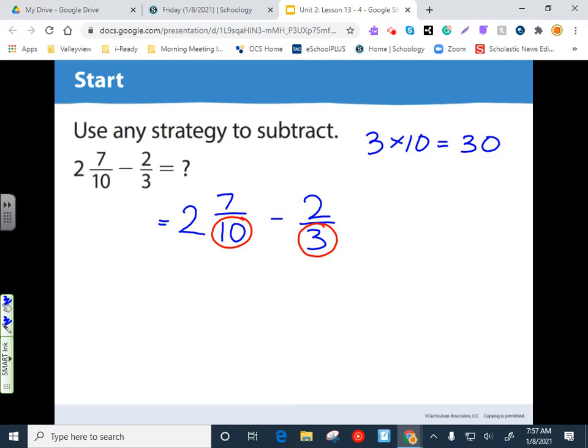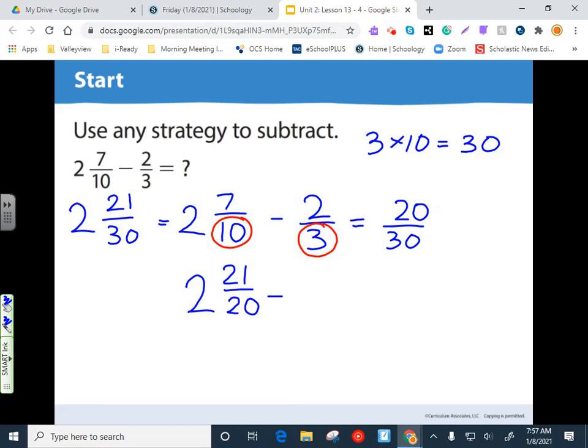All right, so 2 and 7 tenths is going to become 2 and something over 30. And I know 10 times 3 is 30, and 7 times 3 is 21. Over here, 2/3 is going to be something over 30. 3 times 10 is 30. 2 times 10 is 20. So let's rewrite our problem because now our denominators are the same. It's 2 and 21/20 minus, oops, I got a little mistake there. A little ahead of myself. 2 and 21/30, and then 20 over 30.